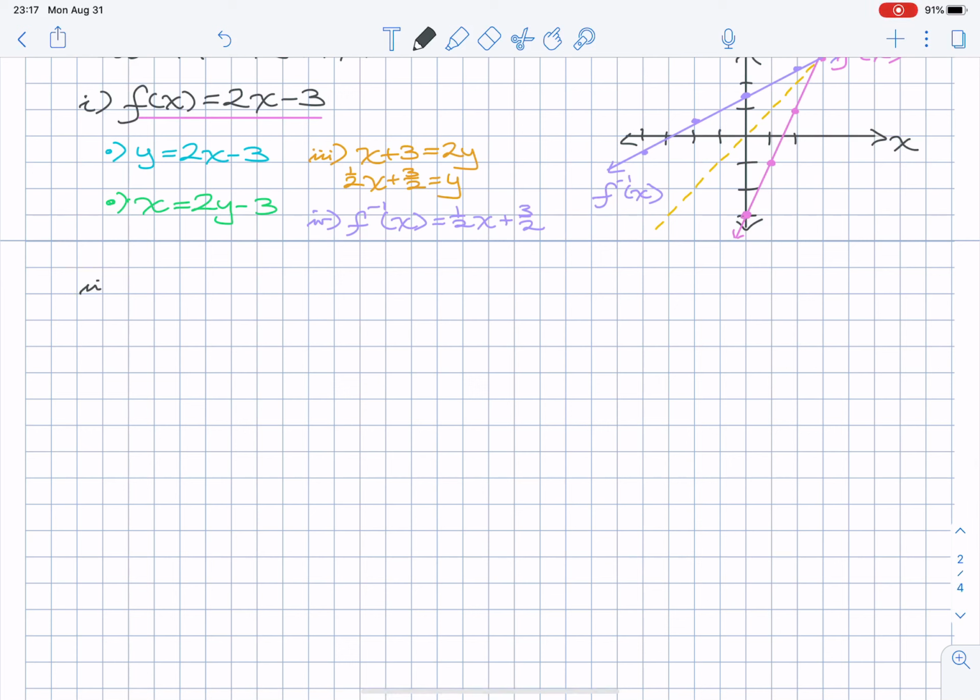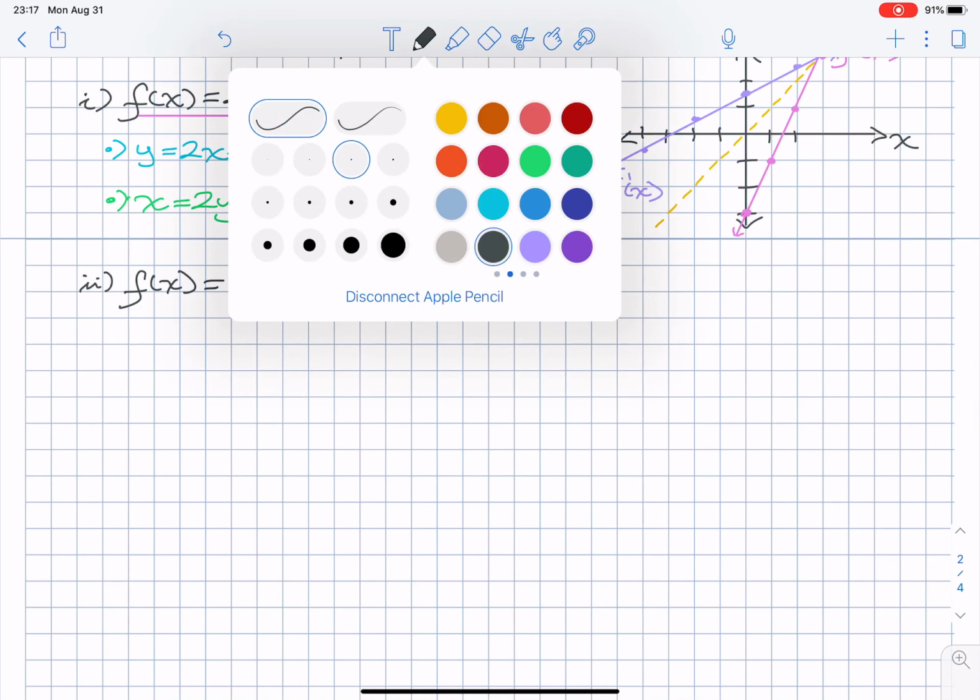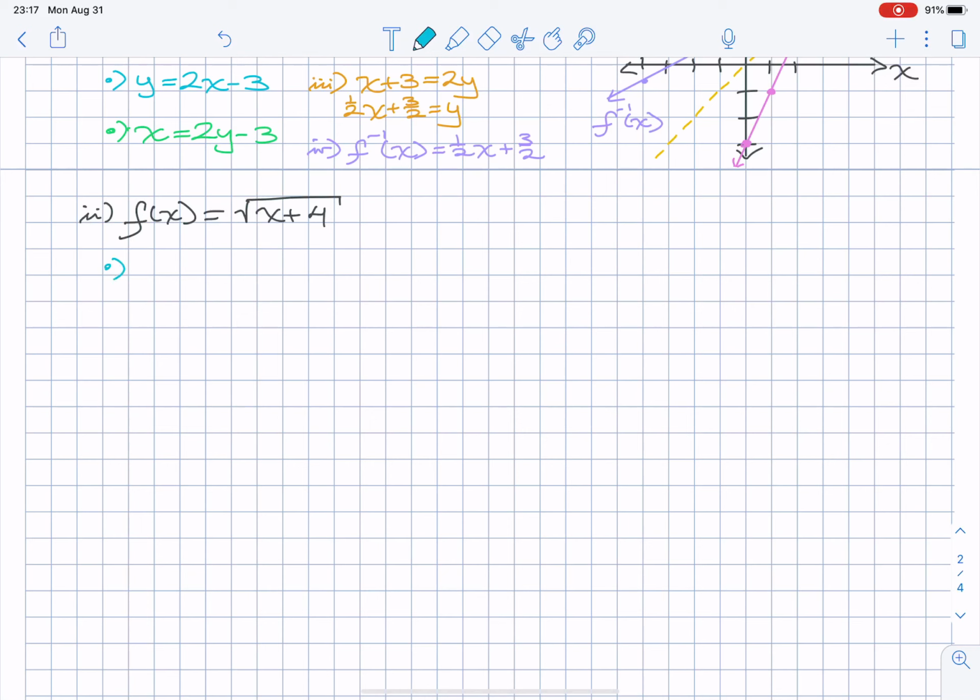So number 2, let's do f of x is the square root of x plus 4. So f of x is equal to the square root of x plus 4. So this is a trick question in a sense. So the first thing we do is we let y be f of x, square root of x plus 4. Okay, step 2 is to swap x and y. x is equal to the square root of y plus 4. Next step, we solve for y, so let's square both sides.